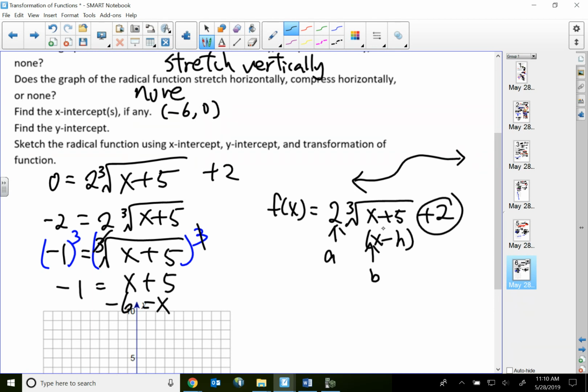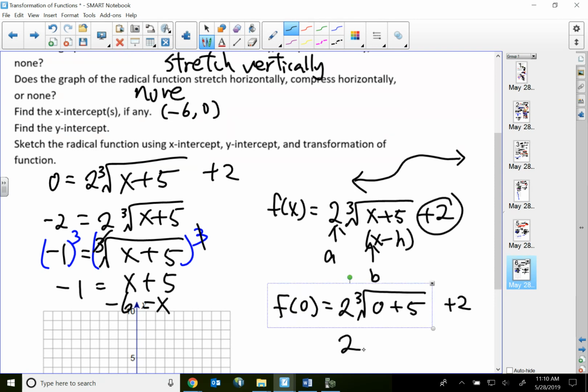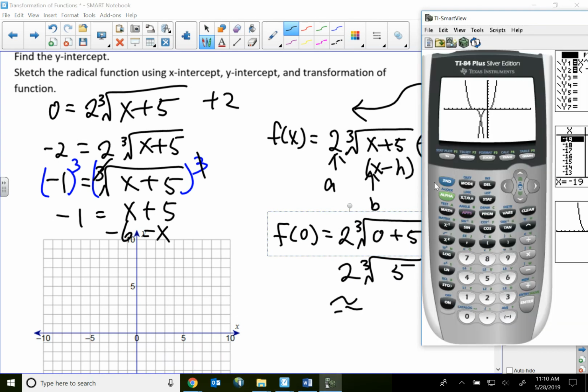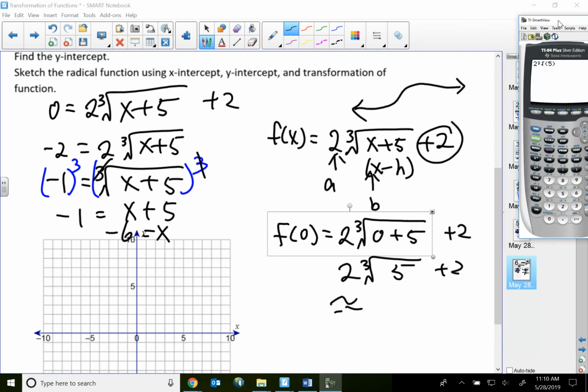Y-intercept: find y when x equals 0. This one is a little bit trickier, because this is going to be 2 times the cube root of 0 plus 5, plus 2. So that's 2 times the cube root of 5, plus 2. I have to approximate this a little bit. This is my exact answer, but I still need to know approximately where that's located in order to plot it. So 2 times the cube root of 5, close parenthesis, and then plus 2.